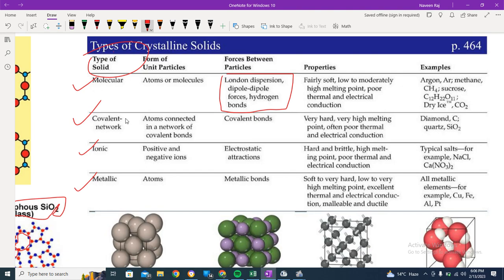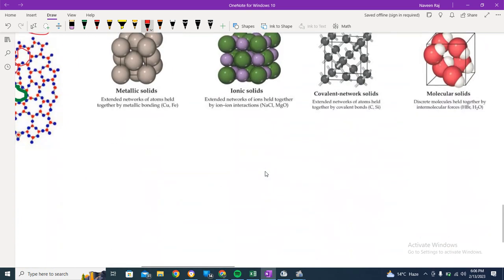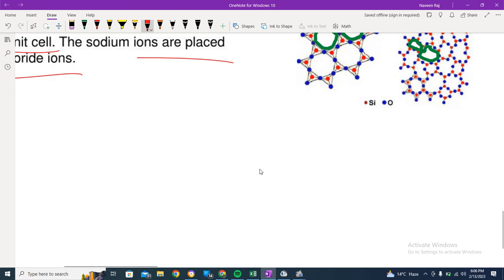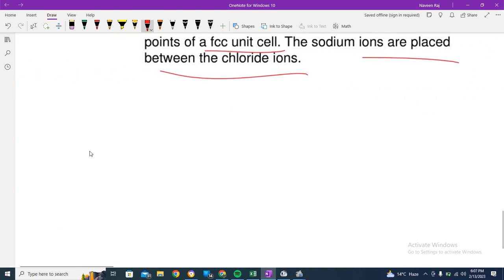And we have covalent, so they have covalent bonds. We have ionic, with electrostatic attractions. Metallic, we have metallic bonds. I'll talk about this picture again in our upcoming videos when we discuss the crystalline solid in more detail. While I would like to tell you a point over here. The particles of the crystalline solid are arranged on the x, y, and z axes, and there is a regular arrangement. Particles are arranged in definite directions.